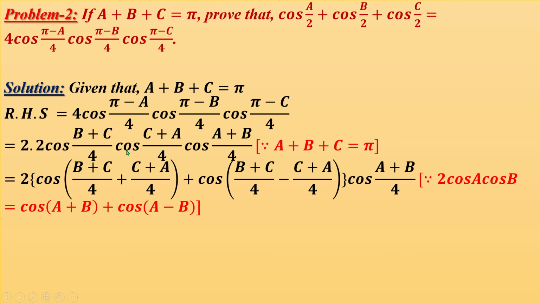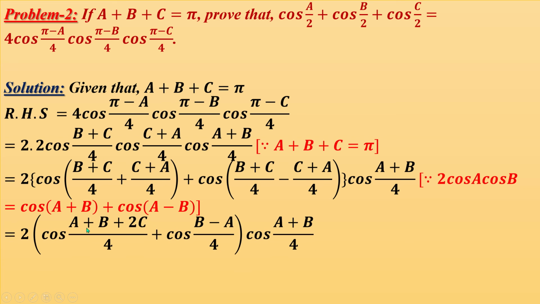As a result, this 2 makes a formula 2 cos a cos b. 2 cos a cos b equals, we can write, cos(a plus b) plus cos(a minus b). That means this formula is used here, and the other parts are the same. That means cos((a plus b)/4) is fixed. Now calculate. Here the LCM will be 4, and here will be b plus c plus a. That means (a plus b plus 2c)/4, and here c cuts, so here will be minus a by 4, and the other parts are fixed.